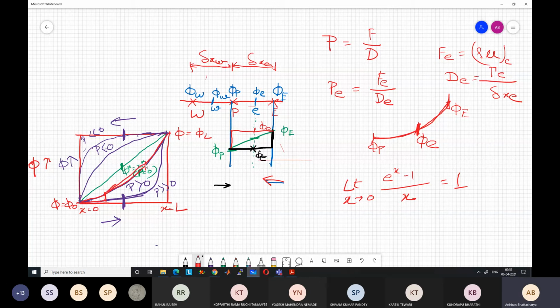So this is one straight line. This is one straight line. By using 3 straight lines, we will be able to better approximate the exponential curve. By using 5 straight lines, it will be even better. The more straight lines we use to mimic the variation, the more accurate it will be.